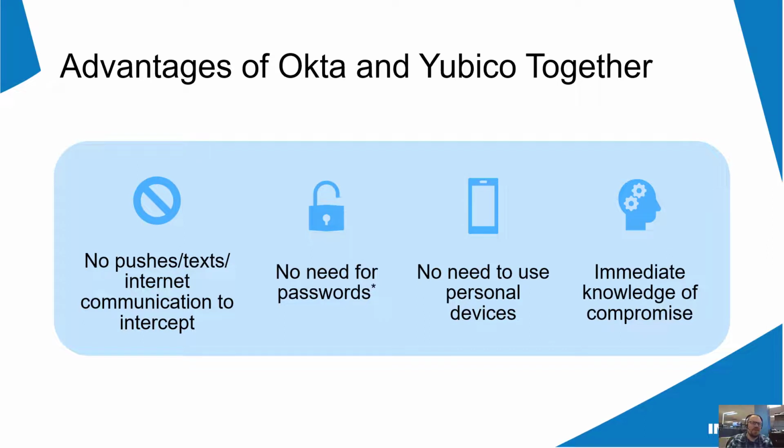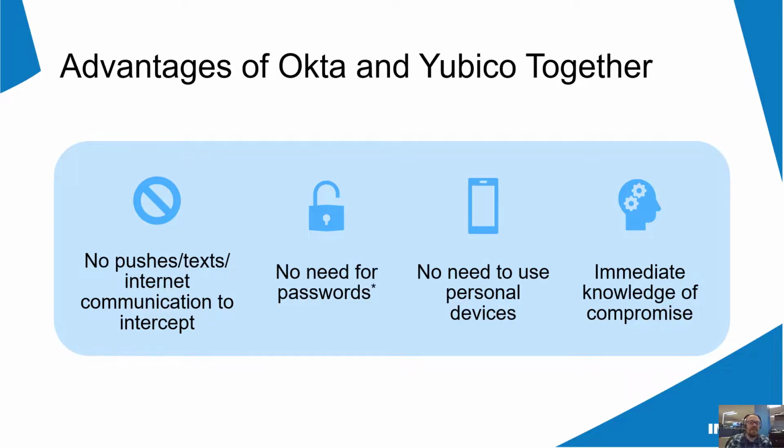So this is the advantages. I've already alluded to these pretty well. First, there are no pushes, texts, or internet communications to intercept if you're combining the Okta and the Yubico solutions, unless you configure it that way, but then you're kind of defeating part of the advantages. I put there's no need for passwords with a little asterisk. Depending on your configuration, you might still need passwords. This is just based on your configuration, but it can be done without passwords.